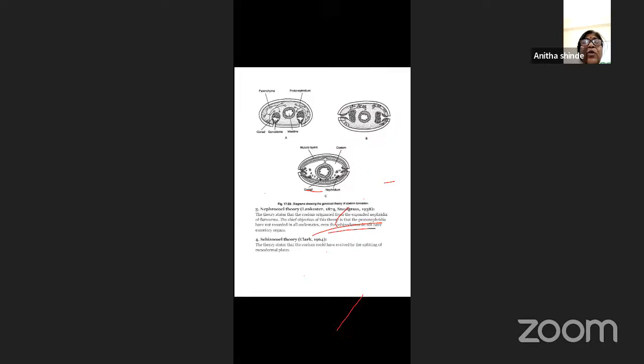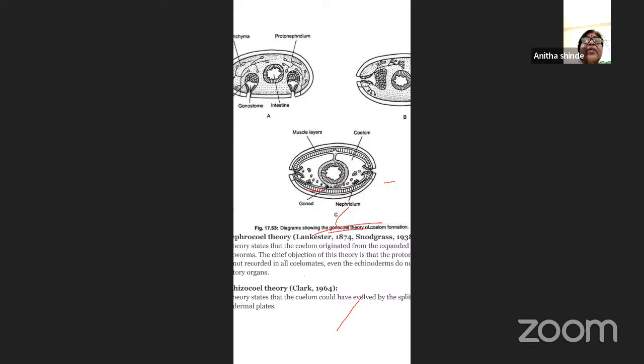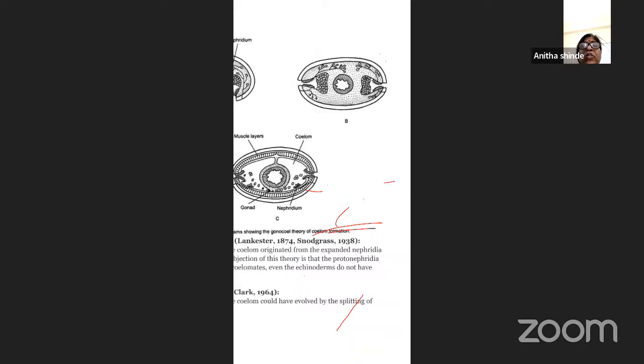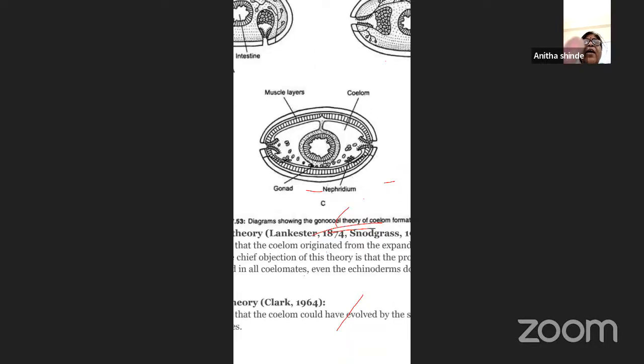Now here, see the gonocoel theory. This is a gonad, this is a gonostome, and this is the parenchyma with protonephridia. This is A, B, and C. A diagram showing the gonocoel theory of coelom formation, how it is forming. Now this is actually the coelom, the space-filled cavity.